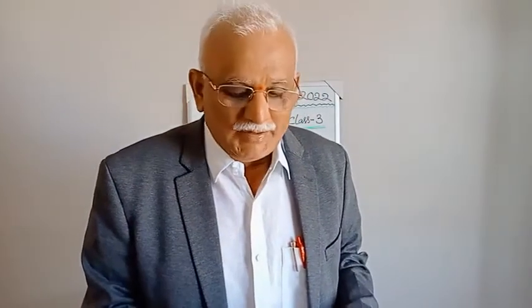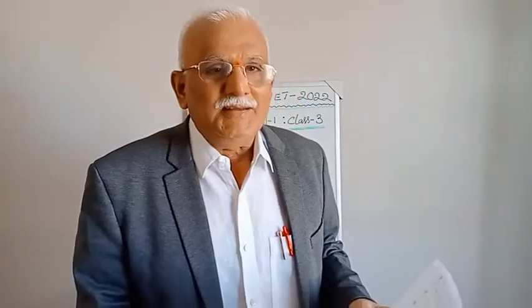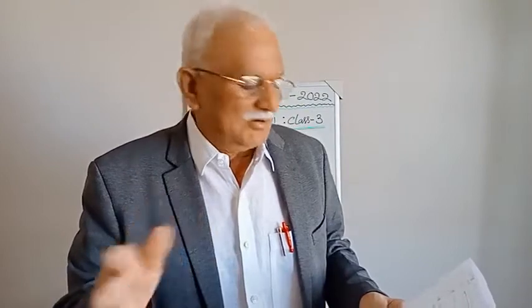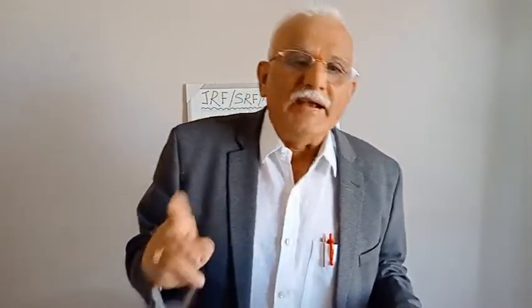What is the normal date of onset of monsoon in India? It is on 1st of June. What is the full form of IMD? India Meteorological Department. What is the value of 1 knot in kilometers per hour? It is 1.852. 1 knot is equal to 1.852 kilometers per hour.